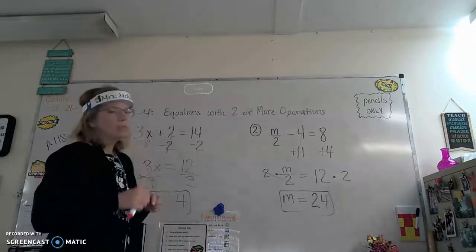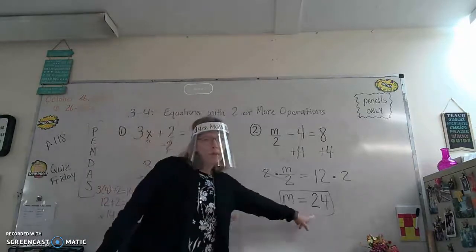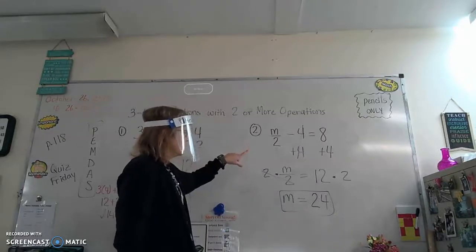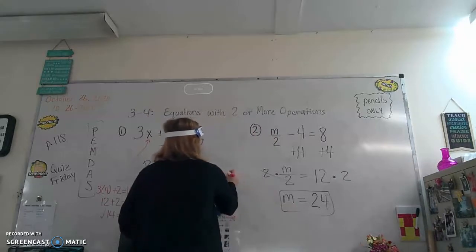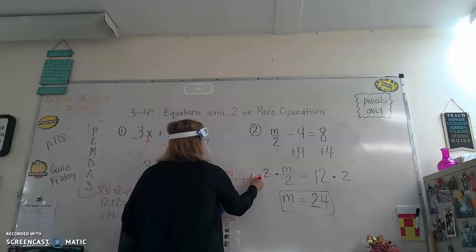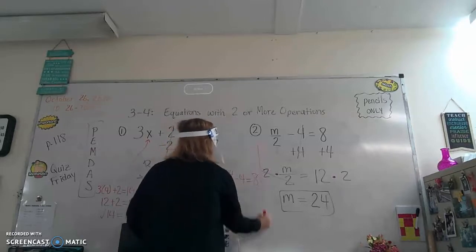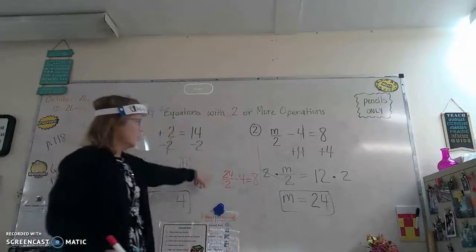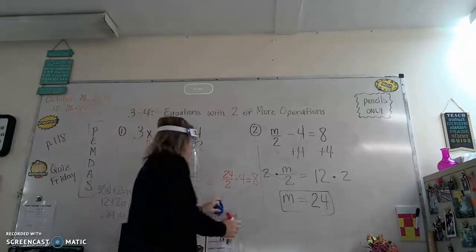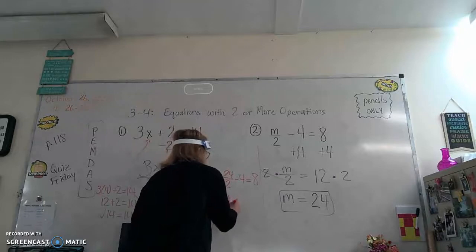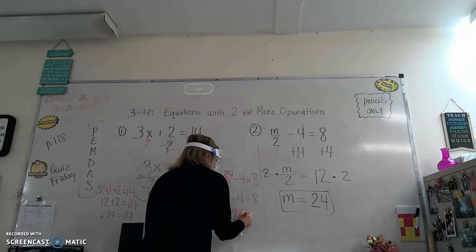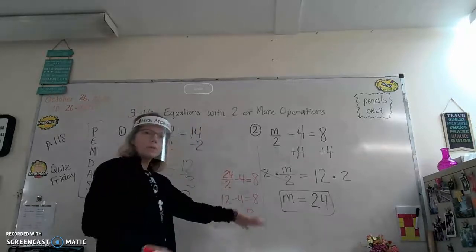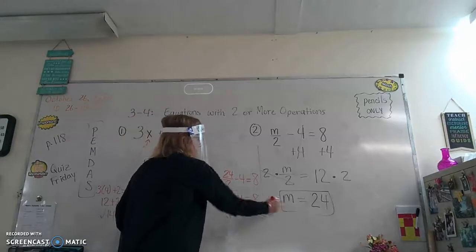All right, and so if I'm checking my work, again, I'm just going to plug in what I got for m, 24, and see if it gets me to balance both sides. So if I do 24 over 2 minus 4 equals 8. So 24 divided by 2 is what? 12. And 12 minus 4, 8. So I balanced both sides, so I'm correct in my solution.